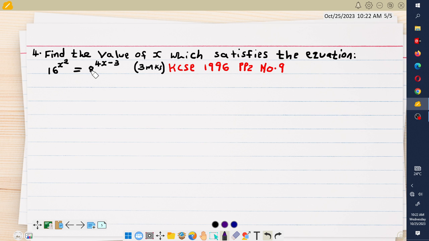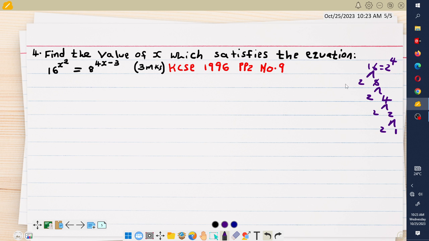So if you look at 16 and 8, we can take them to base 2. So 16 is the same as saying, we can look for the factors of 16 here. So 2 into 16, that is 8. Then of course 2 into 8, 4 times, 2 into 4, 2 times, then 2 into 2, 1. So 16 is the same as saying 2 power 1, 2, 3, 4. So 16 is 2 to the power of 4.